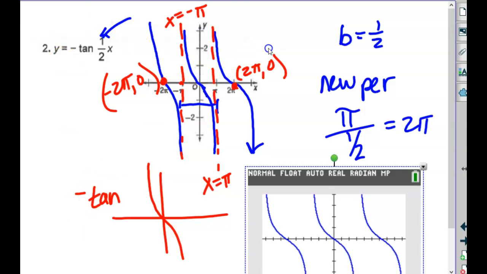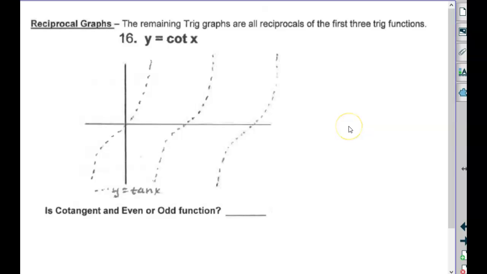All right. The next one we're going to talk about is cotangent. Cotangent is the reciprocal of all these values. I'm going to go kind of quick here, but what is the reciprocal of 0? This dotted line is tangent, okay? No, the reciprocal of 0 is not 0. Undefined, right? Because 1 over 0 would be undefined.